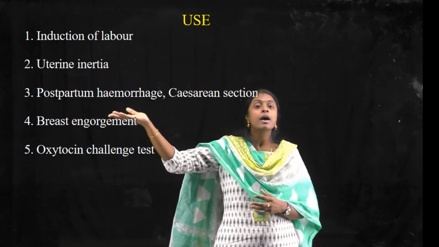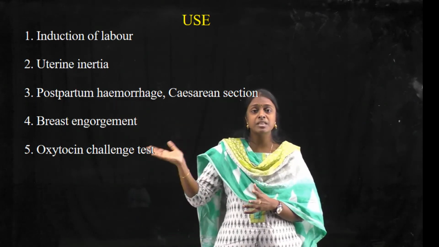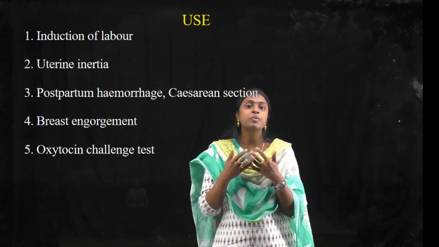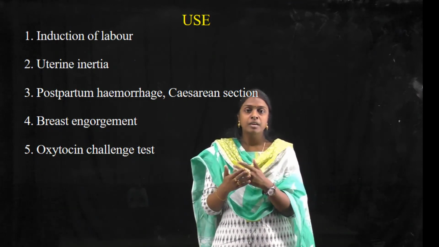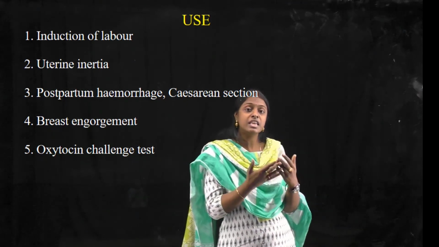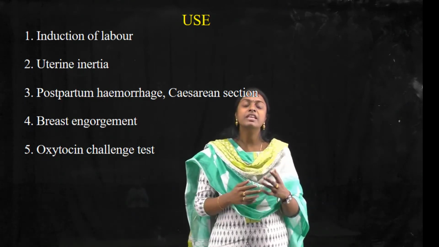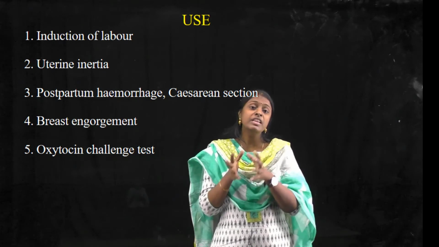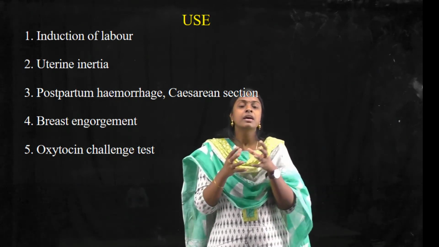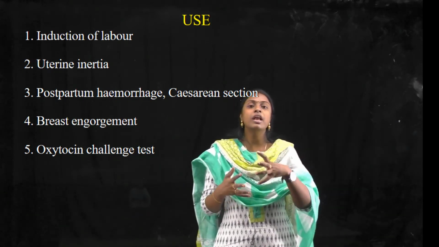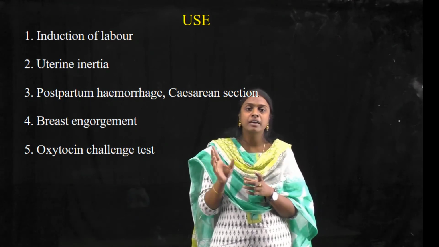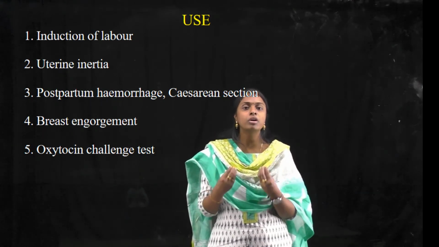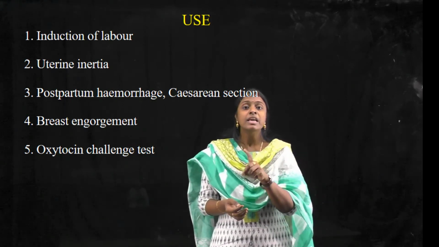The next use is breast engorgement. This breast engorgement is caused when there is sufficient production of milk but there is no sufficient ejection of milk. At that time, we will give oxytocin as an intranasal spray. We will give this a few minutes before suckling. Then it will eject all the milk. But we have to remember here, oxytocin won't produce more milk. It will only eject the milk.